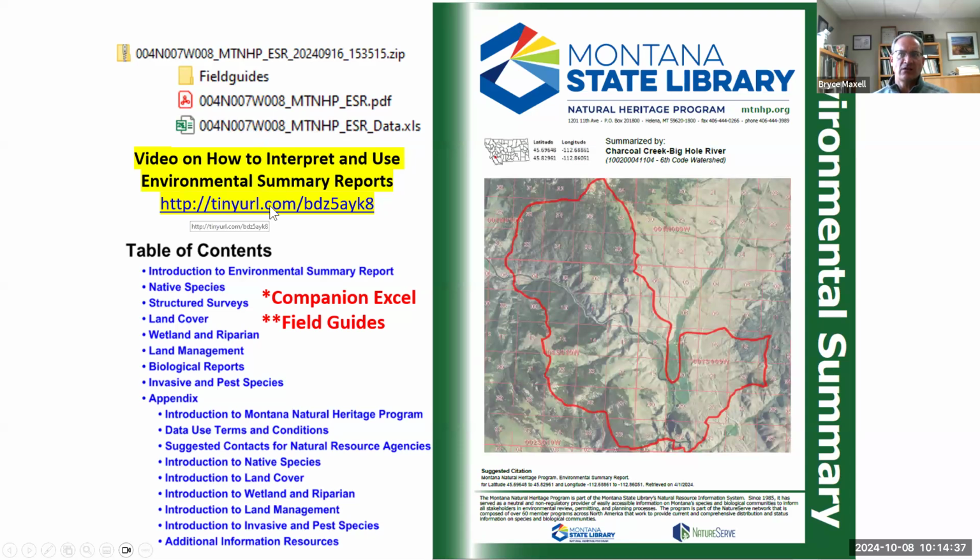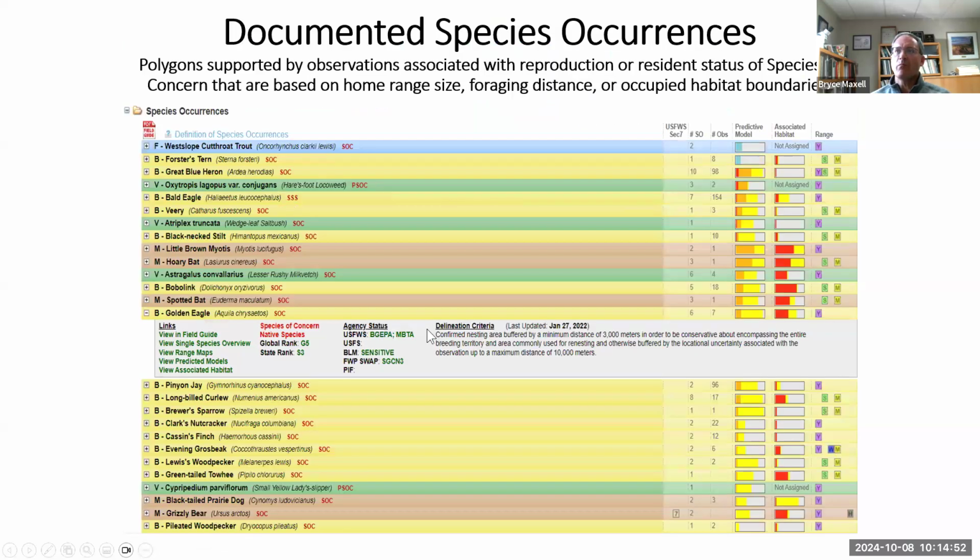Finally, we also give you a link to this video on how to interpret and use environmental summary reports. It's about an hour-long video, but we wanted to make sure that everybody knows exactly how to use and interpret them. So I'm going to walk you through what is contained in an environmental summary report. These are screenshots from our online map viewer web application that the agencies see, but the PDF reports that you get are very similar, with the same information, just slightly different formatting.